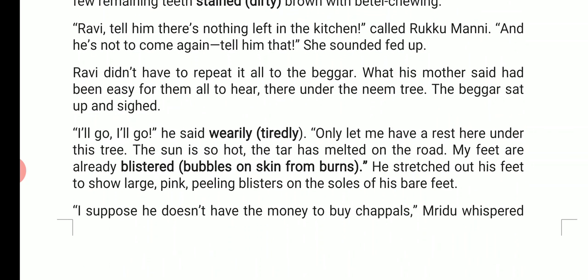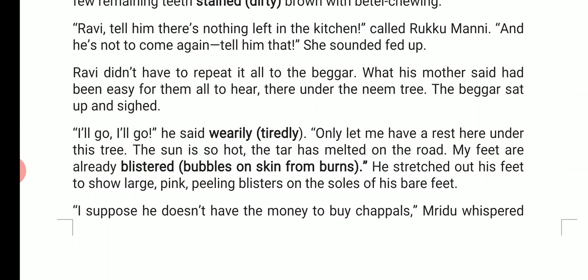Ravi, tell him there is nothing left in the kitchen. Call Rukmini, and tell him not to come again. Tell him that. She sounded fed up. So now Rukmini was fed up with the calling of the beggar. Every now and then he is calling Amma, Amma. Rukmini told that nothing is there in the kitchen. Tell him not to call her again. Because Rukmini was fed up, she did not want to listen to the sound of the beggar. So she told Ravi to tell the beggar not to call her again, and there is nothing left in the kitchen. Ravi did not have to repeat it all to the beggar.